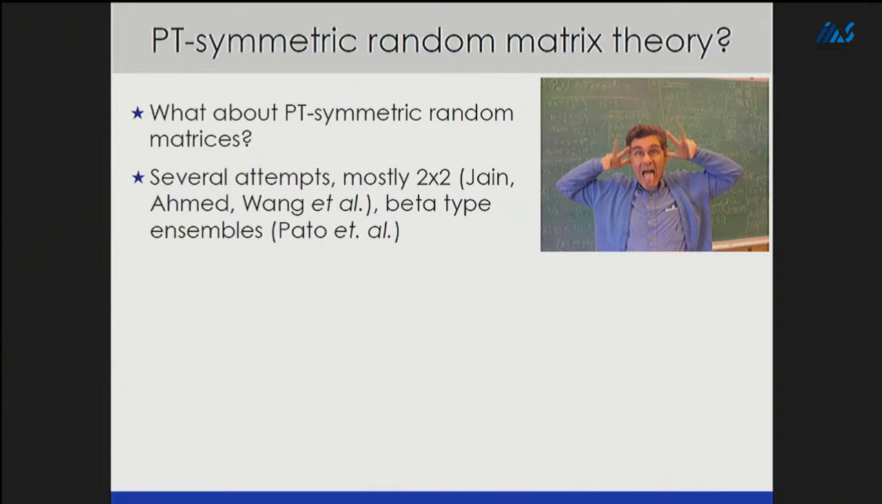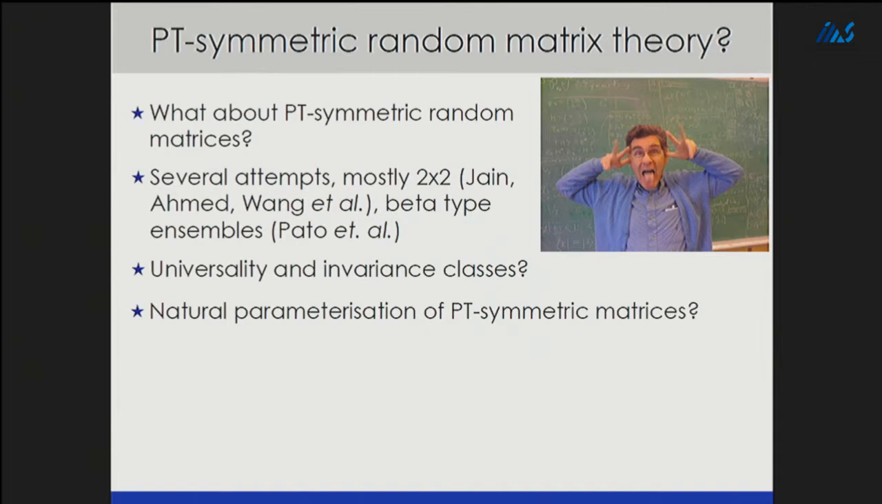So most of them are related to or restricted to 2x2 matrices, and there are some other ensembles by Pato and others who are also for n by n, but they're very precisely constructed things. They're not like a new universality class. And the big problem is actually how to parameterize a PT symmetric matrix of size n. I don't know whether many of you may or may not have encountered that problem before. If it's a 2x2 one, it's still okay, but even there it's a bit challenging. But if you want to parameterize a 5x5 PT symmetric matrix, it gets a bit difficult.